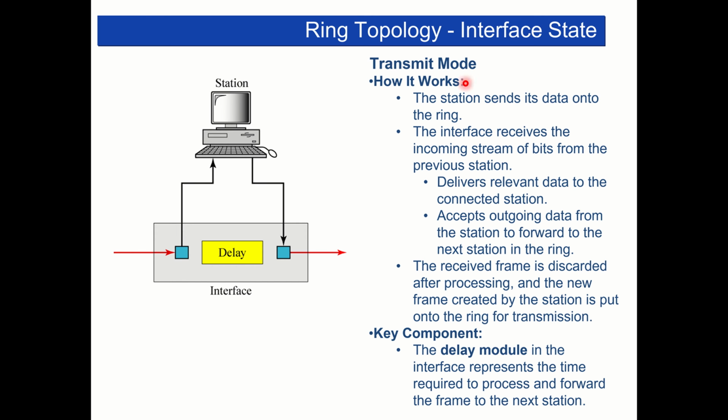For the transmit mode, the station sends its data onto the ring. The interface receives the incoming stream of bits from the previous station, and they will deliver relevant data to the connected station and accept outgoing data from the station to forward to the next station in the ring. So basically, the received frame will be discarded after the frame processing, and the new frame created by the station is put onto the ring for transmission.